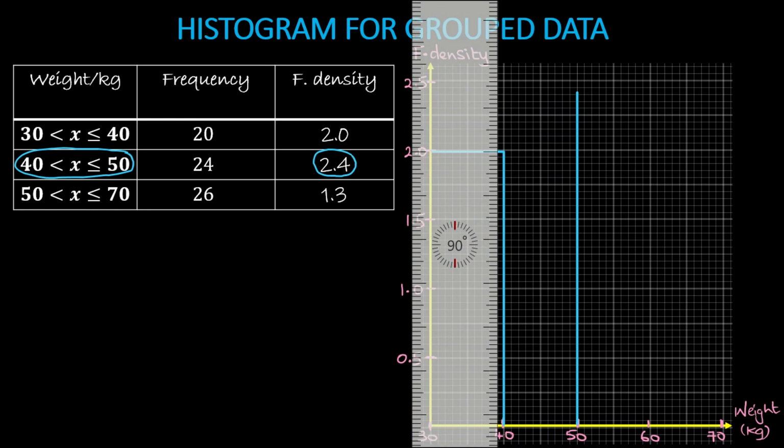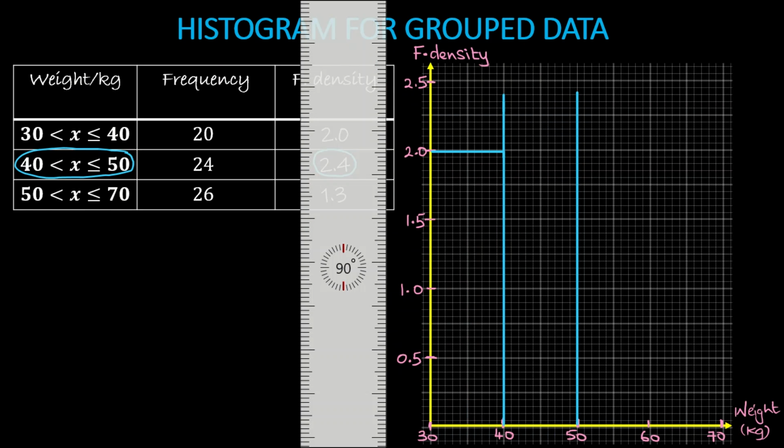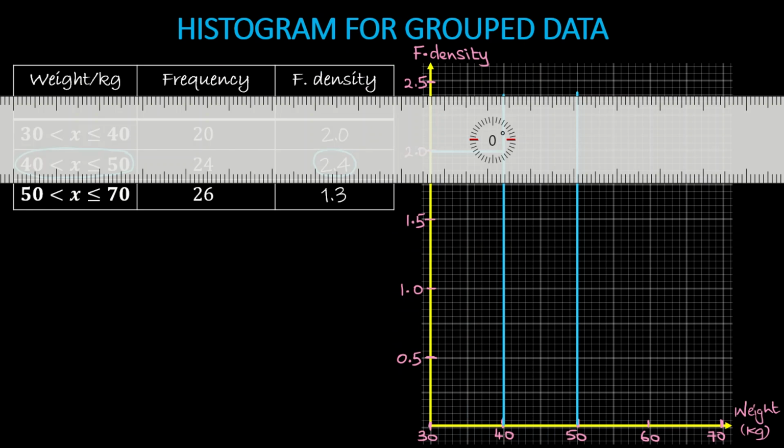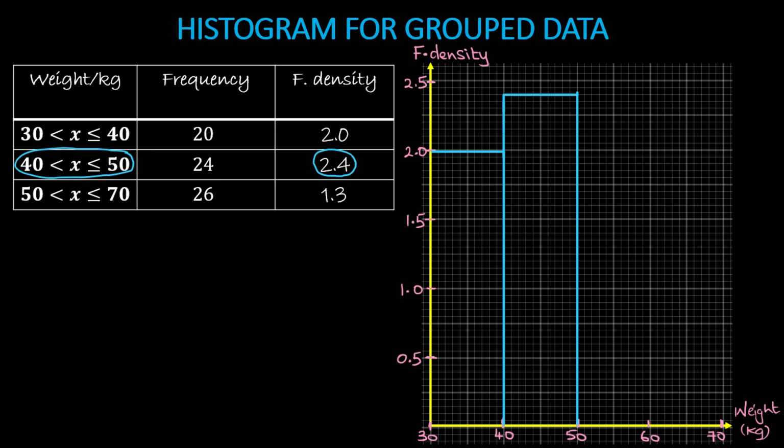Then we, right, and now we rotate our ruler. Right, this is the second bar.